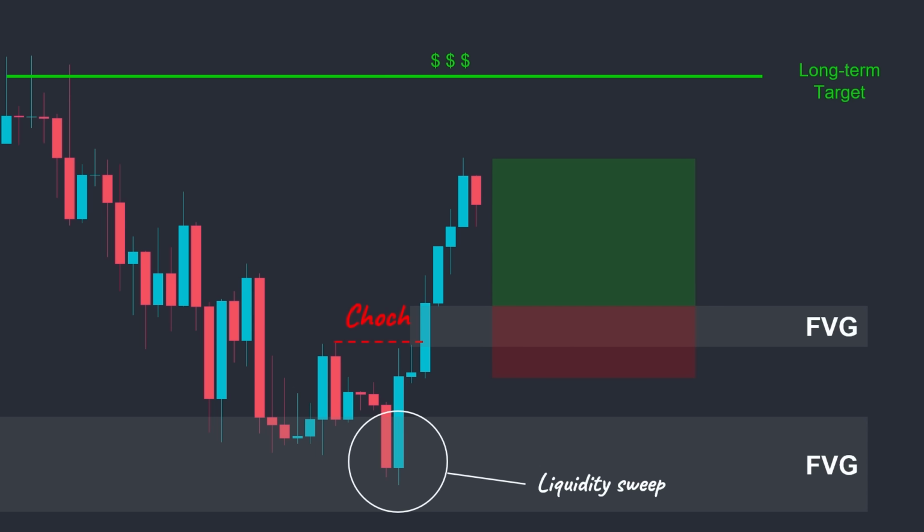For the first target, we make our trade break even by closing half our position when the price reaches our 1 to 2 target. The next target will be the first important zone in front of the price in the higher time frame.